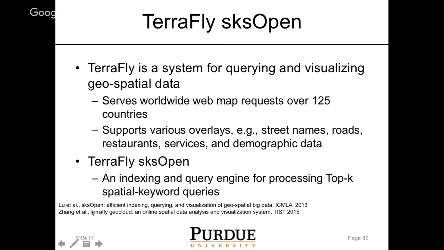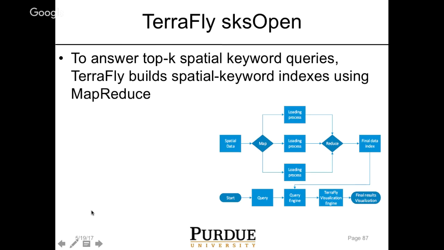TerraFly's SKS Open is an indexing and query engine to identify and answer the top K spatial keyword queries over the TerraFly system. So the SKS Open actually uses Hadoop MapReduce to build a spatial keyword index. It does not run the queries over MapReduce, but given the large amount of data, it wants to build an inverted, a spatial keyword index, a centralized index. It builds this index to reduce the time. It uses Hadoop MapReduce.